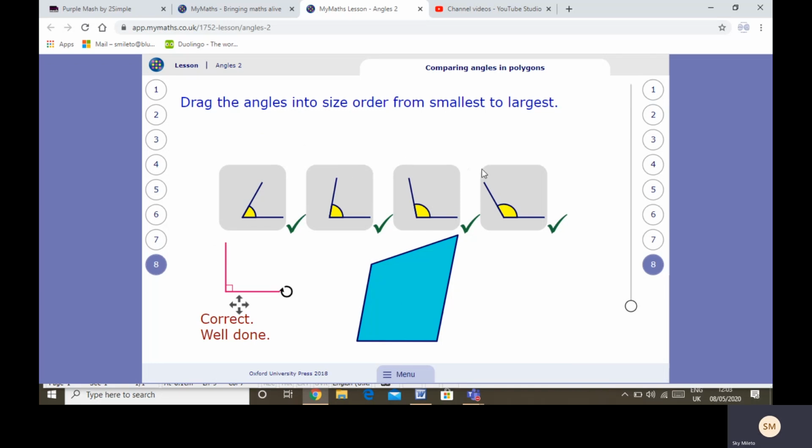So hope you enjoyed today's lesson. Keep on thinking about angles that are around your house. Maybe you could draw some different shapes, label them if they're regular or irregular, label the angles.